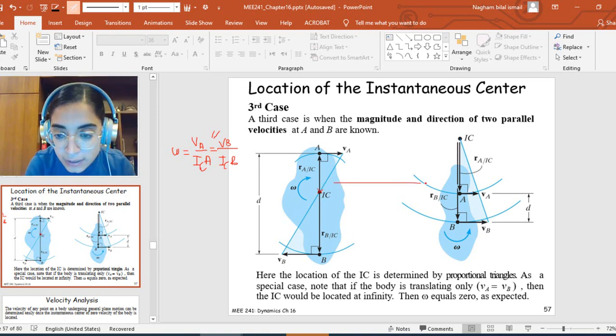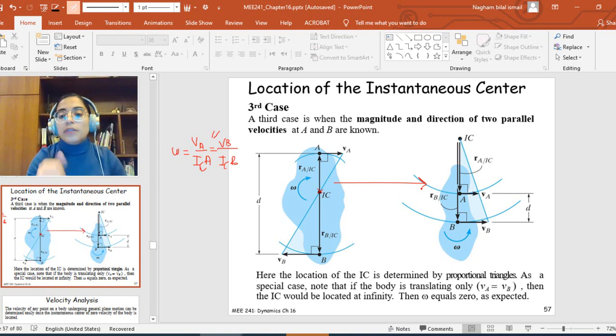And the same also applies here. So if VA and VB are parallel in the same direction, then of course I have to do the intersection between AB and the ends of VA and VB.